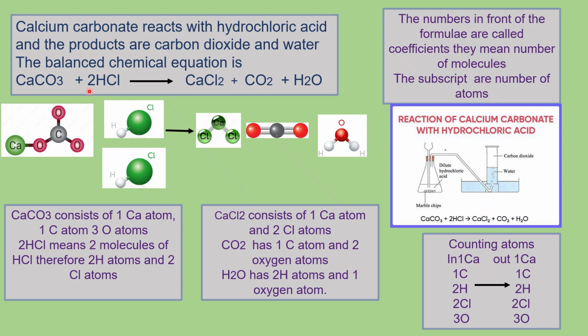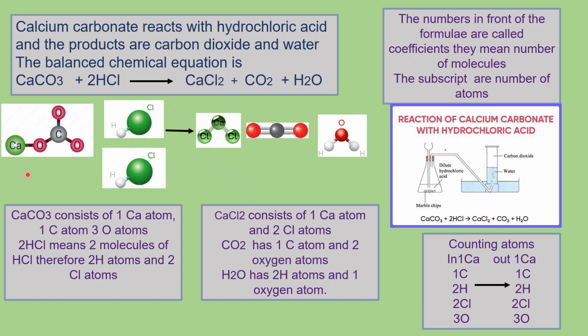Do you see here there is a number 2. The number in front of the formula is called the coefficient. This means the number of the molecules. So you have 2 molecules of HCl. And the subscript is the number after the atom. It means 2 chlorine atoms. So look at this formula: 1 calcium and 2 chlorine atoms joined together as one molecule.